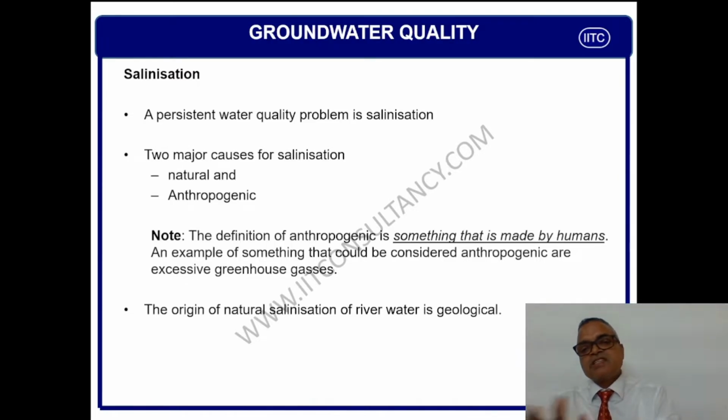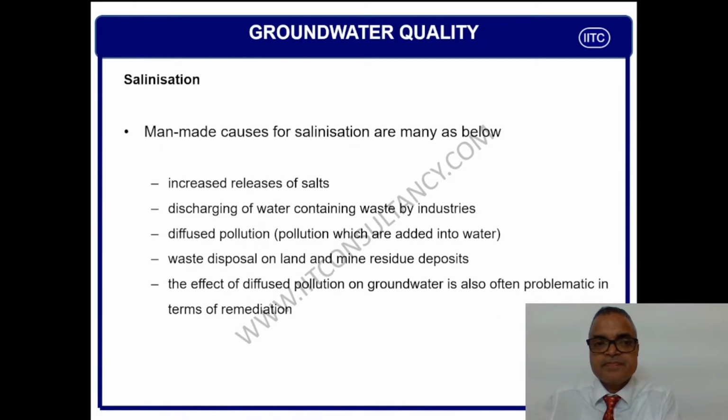Sometimes you see that river beds are changing, moving from one place to another. Sometimes flood is on the other side of the river, and now this side of the river. This is because of natural salination. Man-made causes of salination are many. We are increasing the release of salts due to industrial and social activity, and discharging waste-containing water from industries, unfortunately many times without treatment.